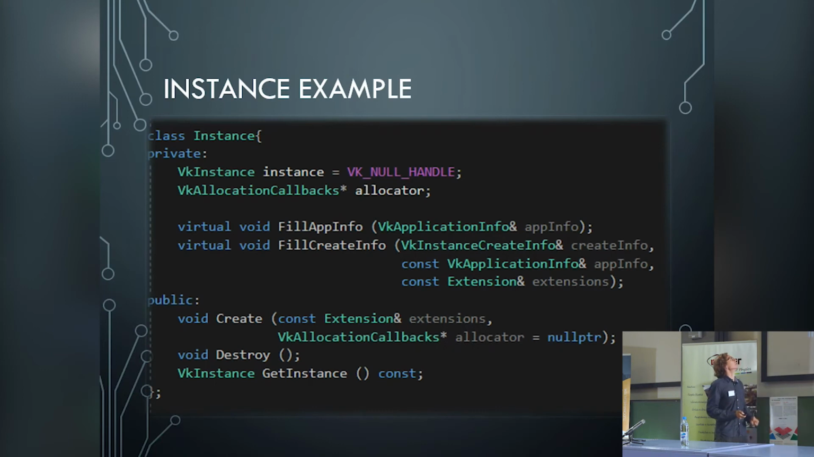And yeah, there's a little example of that. It's the instance, and there you can see the create and the destroy functions. And there's the get instance, and there are the virtual private fill up info and fill create info. So these are the two create info functions you may need to configure for a new kind of instance.